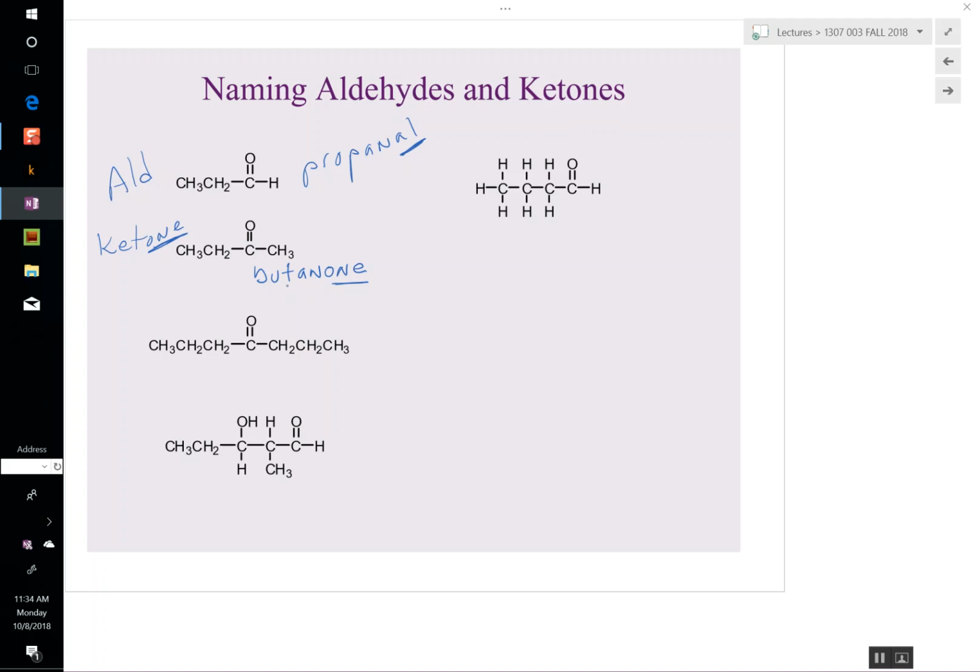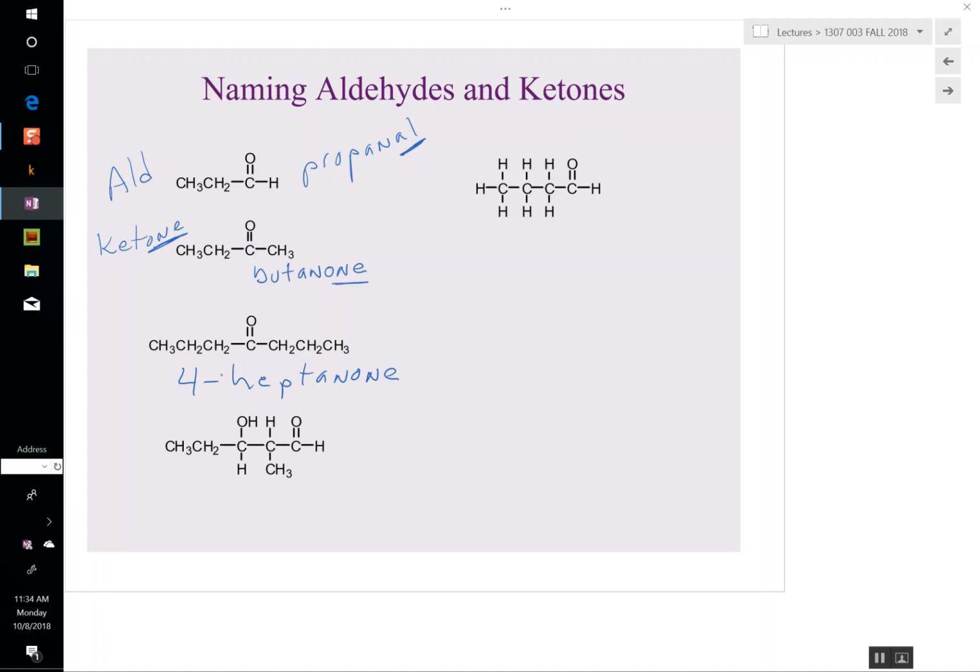1, 2, 3, 4, 5, 6, 7. 3, 4. Okay, heptanone. I like that so far. But that's not enough. 4-heptanone. This one has to have a number. Once you get past butanone, you have to have a number.